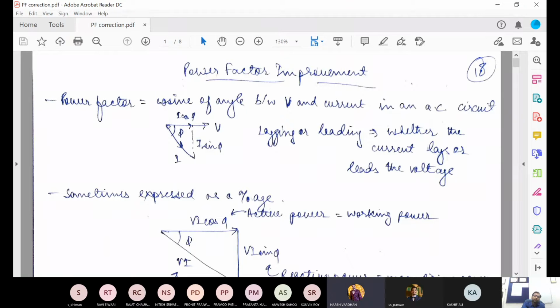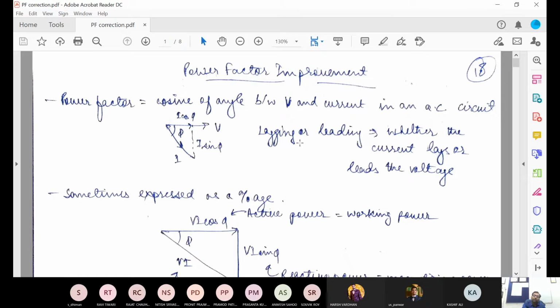Yes, sir. Now it's visible, sir. Okay. So when the voltage and current are perpendicular to each other, either current is leading or current is lagging by 90 degrees. In that case, cos phi becomes 0. So that is the worst case. The power factor worst case will be power factor equal to 0, cos phi equal to 0. And the best case is when both are along the same line and cos phi equals 1.